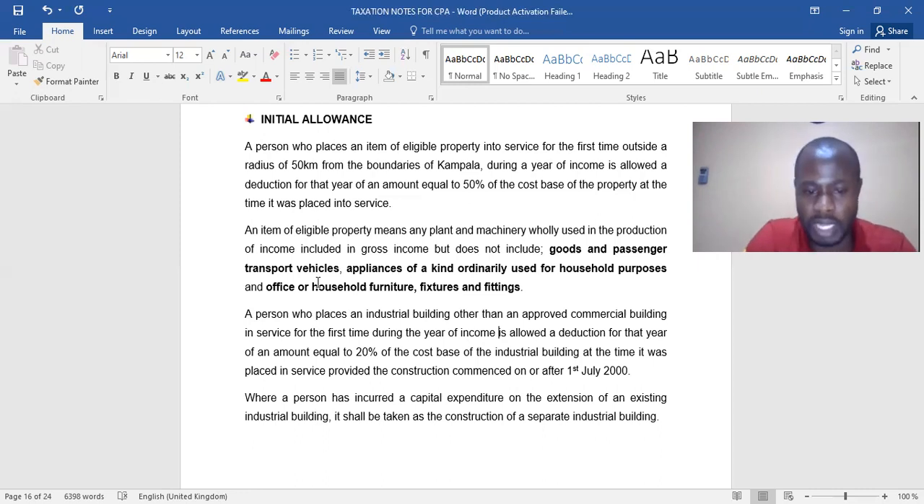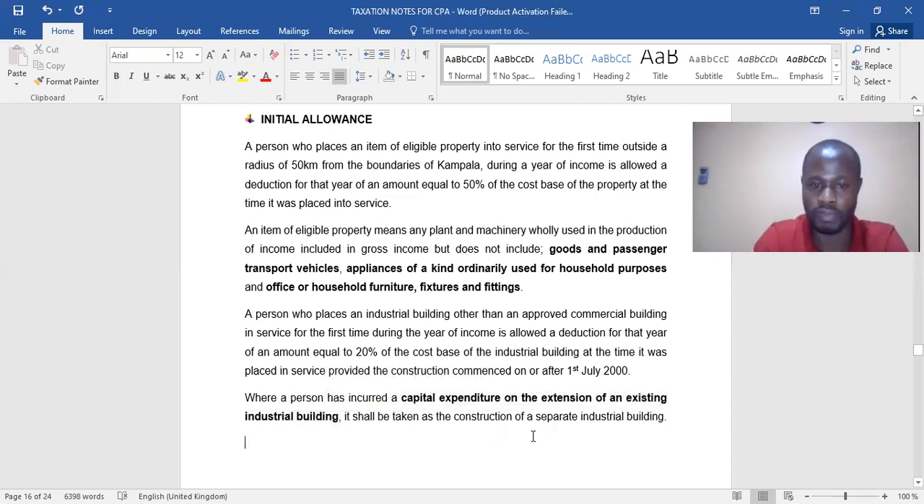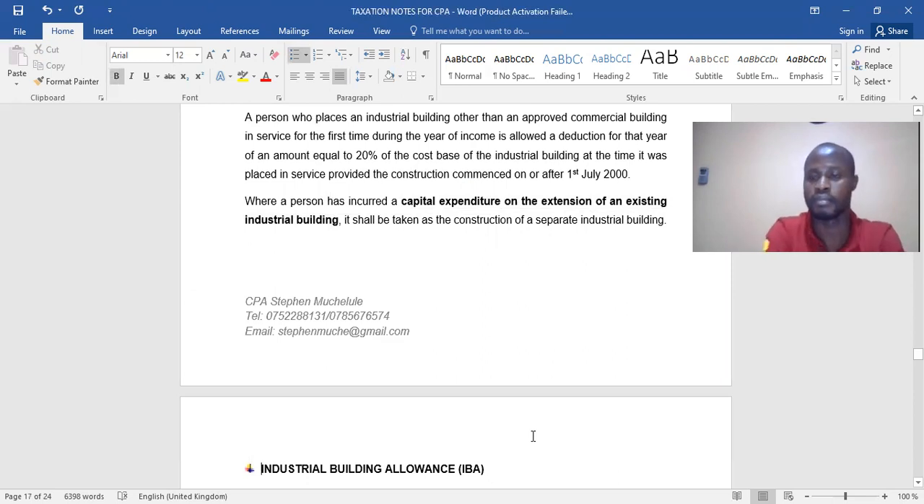Now, when a person has incurred expenditure, capital in nature, on extending an existing building, that is also taken as a construction of a separate industrial building. Are we together? Say for instance, somebody is extending the water channel, the quarters, the drainage, if they are capital works.